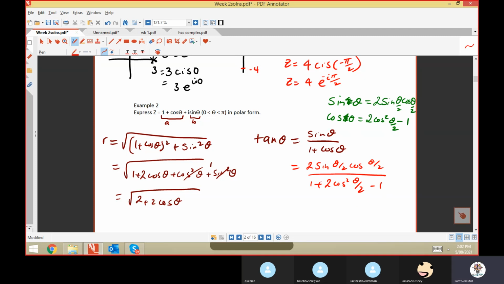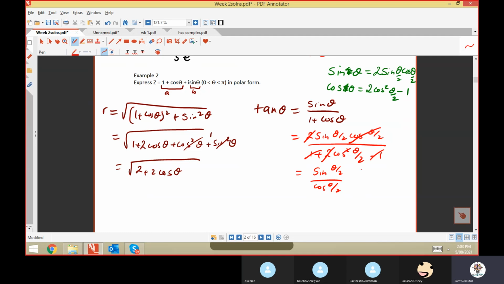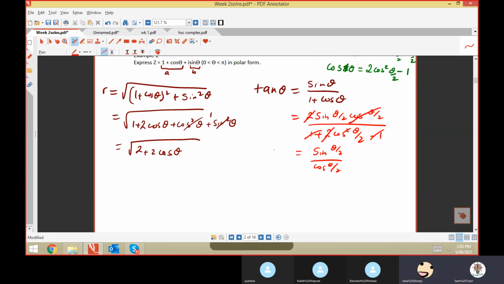Then what do we do? Well, 1 and 1 cancels out. 2 and 2 cancels out. Cos theta on 2 and the square cancels out. Look what I end up with. Sine theta on 2 on cos theta on 2, which simplifies to what? Tan. Yeah, and that becomes tan theta on 2. And then when you inverse it, what do you end up with?